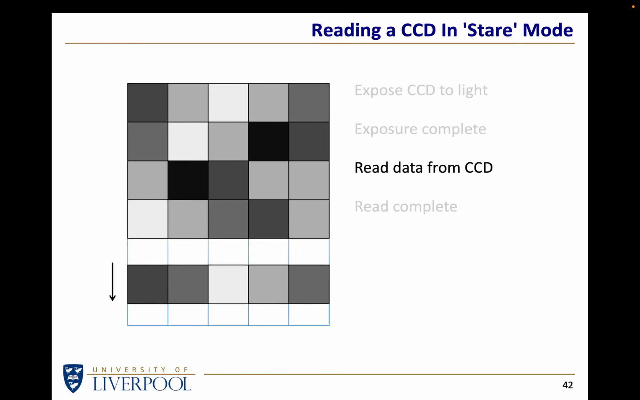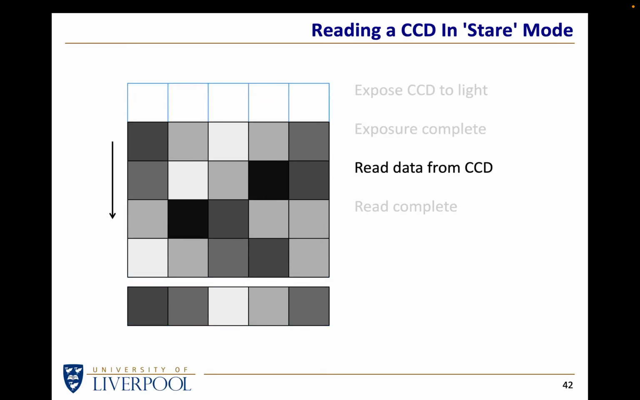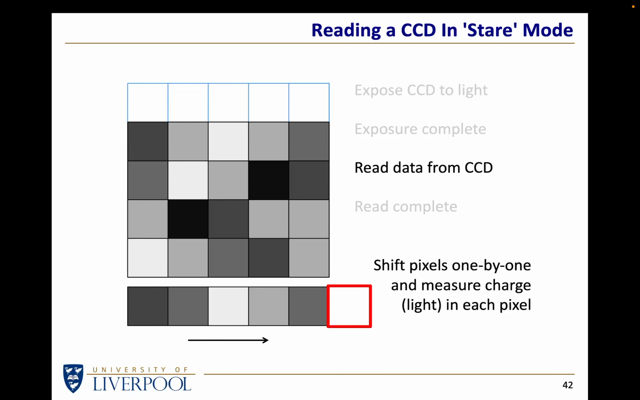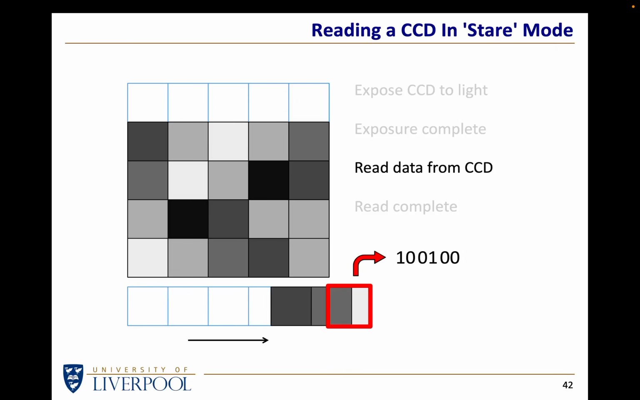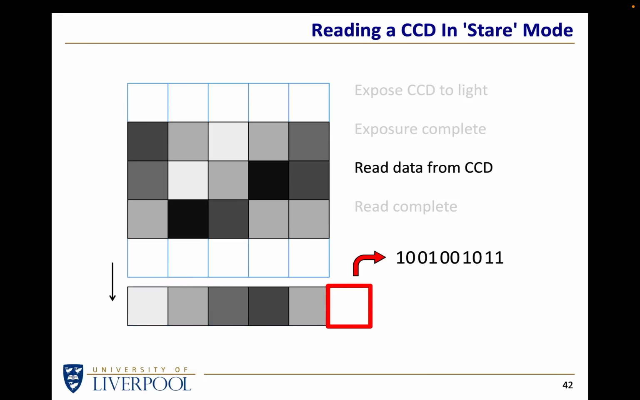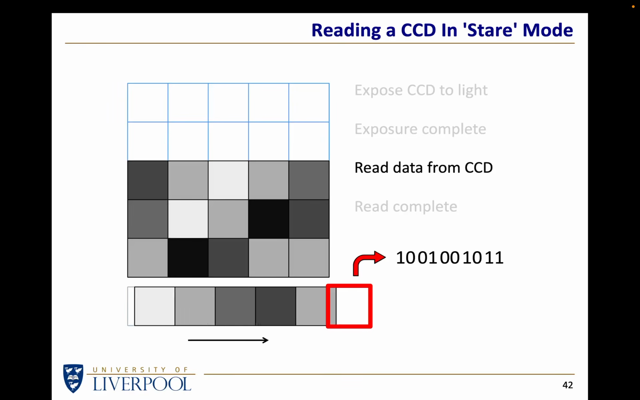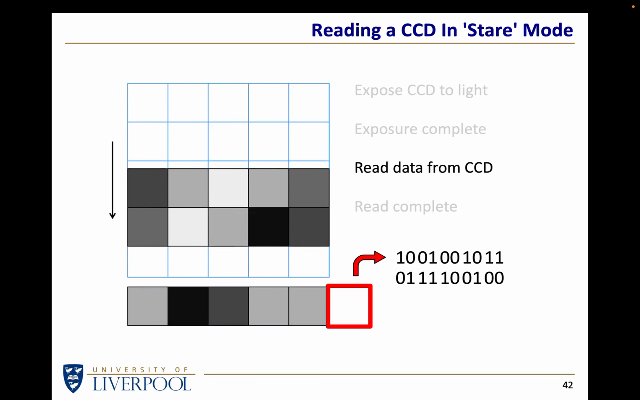Once the exposure is complete, you get this process of the charge moving from one row to the next and then shuffled along in a register, and each individual pixel has the charge measured and converted into digital data. Then the next row shuffles down, and again the register shuffles across, and each pixel is read out individually.